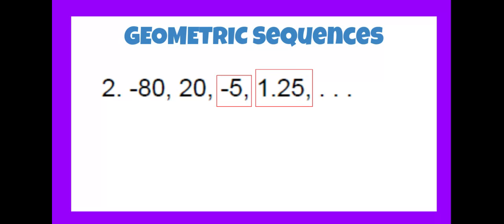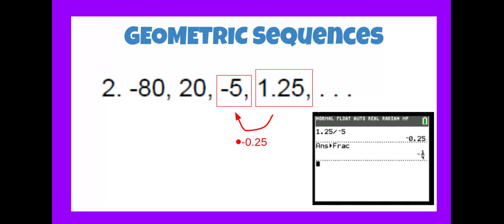So we're going to start with 1.25. We're going to divide it by -5 in our calculator, and you should get -0.25. And that's what it should look like. But because we don't want it in decimal form, we're going to change it to a fraction by pressing math, enter, enter, and you should get -1/4.